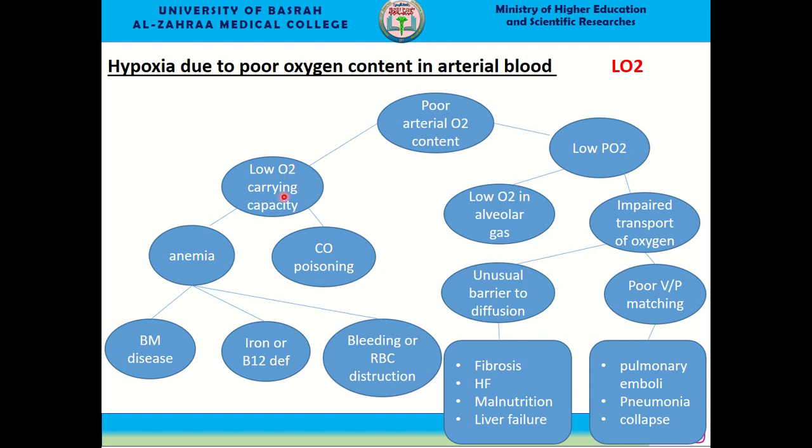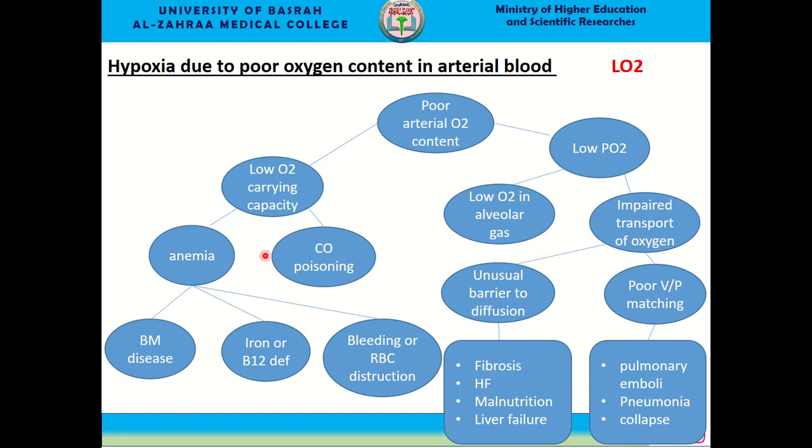of the blood itself or due to low partial pressure of oxygen. So low oxygen carrying capacity of the blood is either due to anemia, low hemoglobin, because you know hemoglobin is the major carrier of oxygen in the blood, or because there is another substance that competes with oxygen to be carried by the hemoglobin, like in carbon monoxide poisoning.